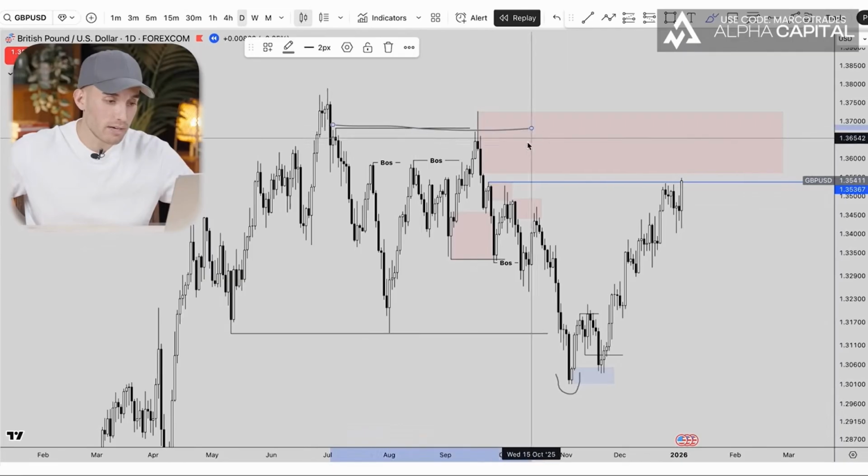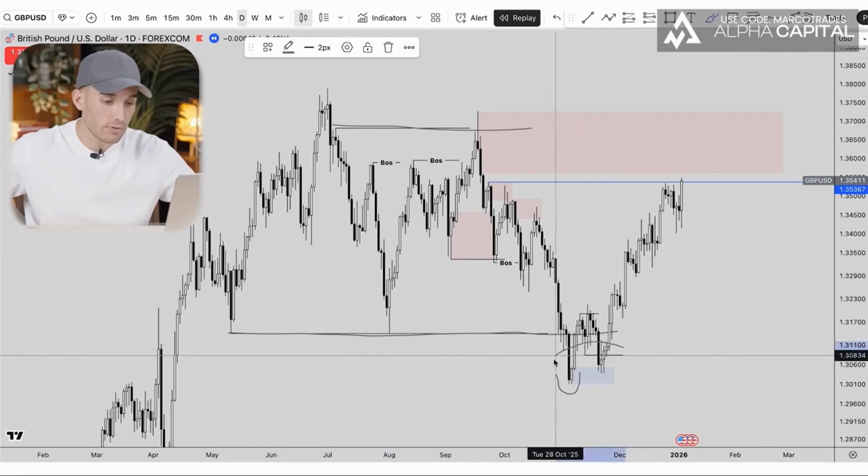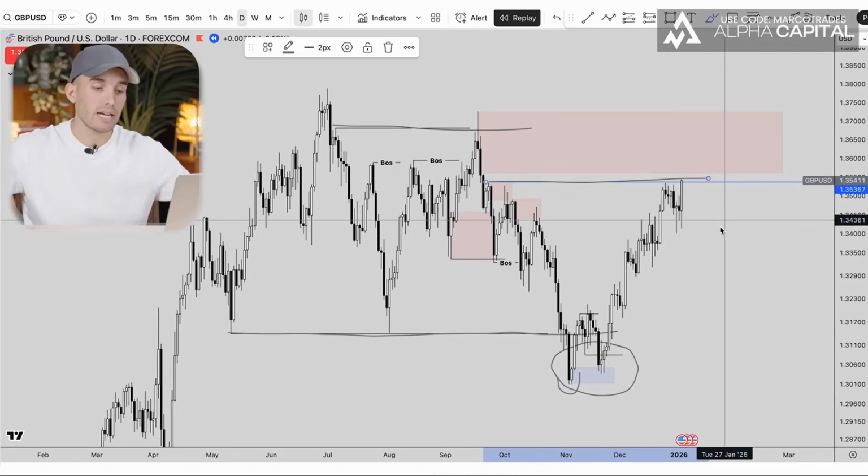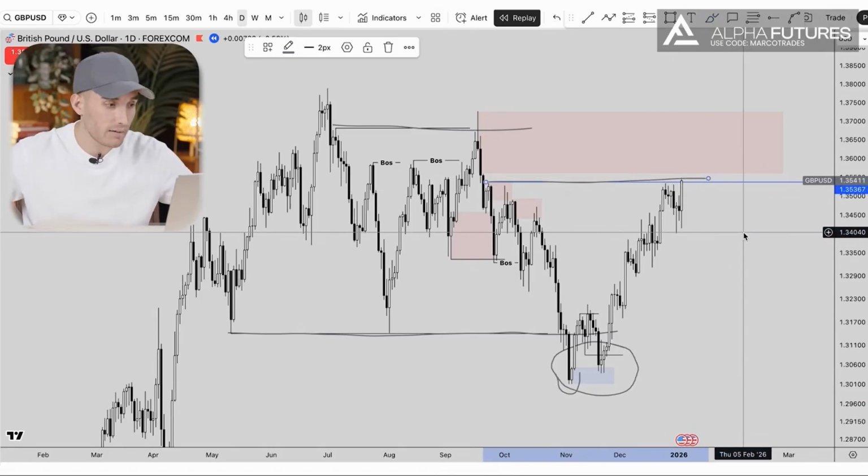So if we zoom out, look at everything that we broke down, how it all happened. We induce buyers, we trap them all. Now you're looking for your buy entries and you are hunting a level of liquidity on the other side of the market. Clean stuff here on Pound.